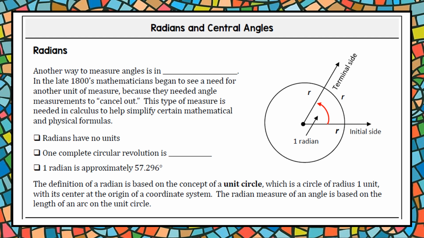Here's a big topic that we want to talk about a little bit more. We're going to talk about radians. It's another way for measuring angles. This came from the late 1800s, where mathematicians began to see a need for another unit of measure because they needed the angle measurements to cancel out. And we're going to see this is going to help a lot over the next several units here.